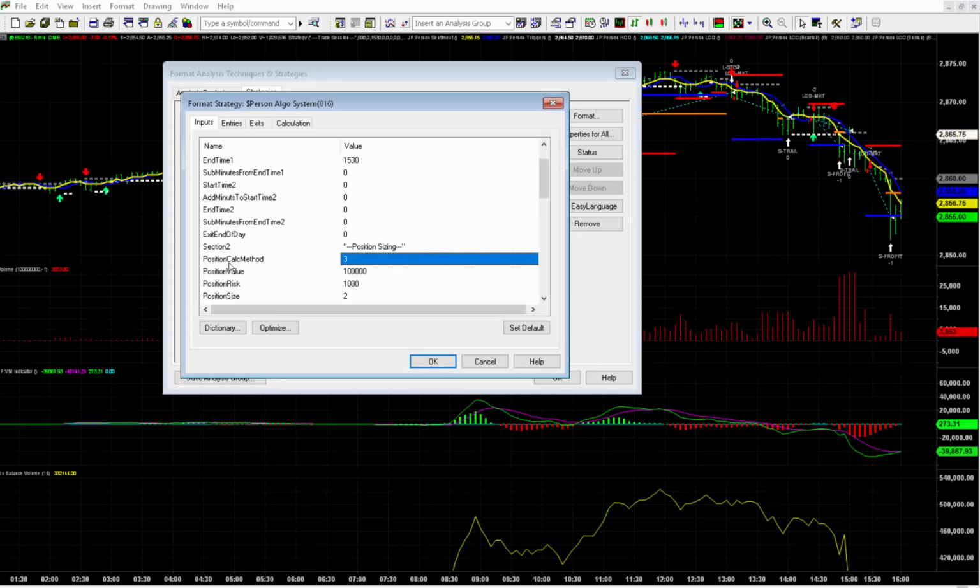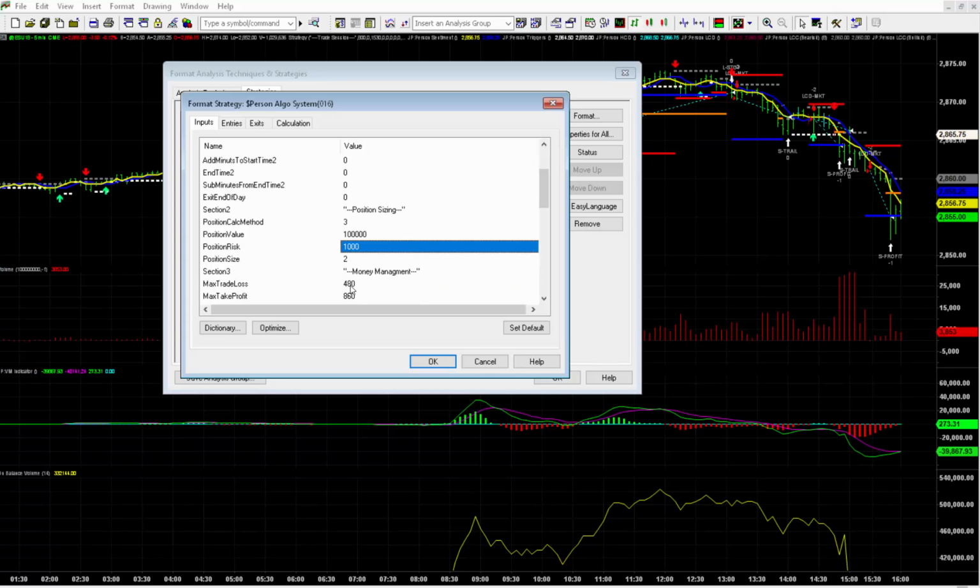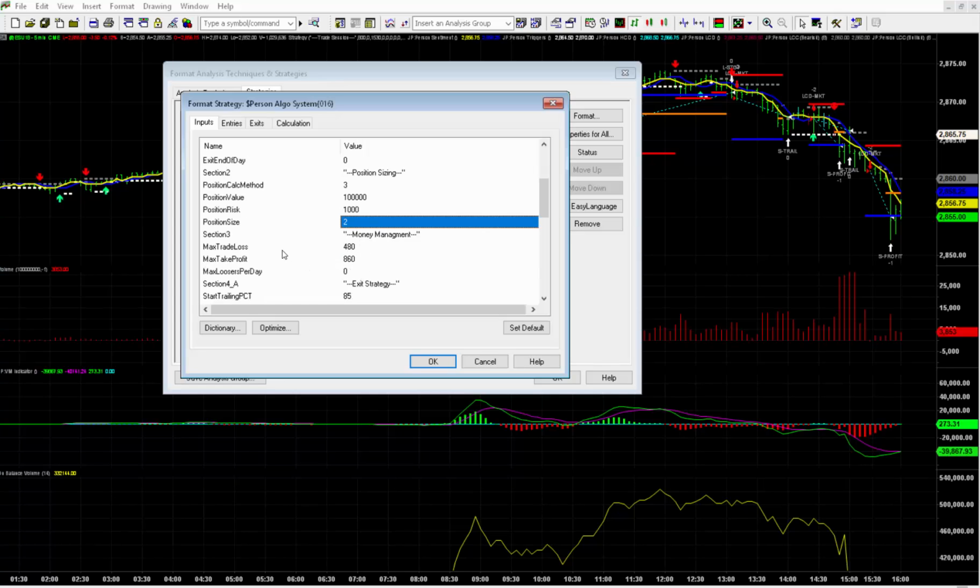This shows position calc method. We have three different ways that we can program our own trades, or you can program your own trade. One is by equity amount, one's by risk amount, and one's stagnant lot size, and we always set it at 2. We have a risk-reward max trade loss on a 5-minute day trade system with 2 lots. I don't want to lose any more than 480, or if the risk is greater than 480, I don't even want to take the trade, so I'll do it manually.